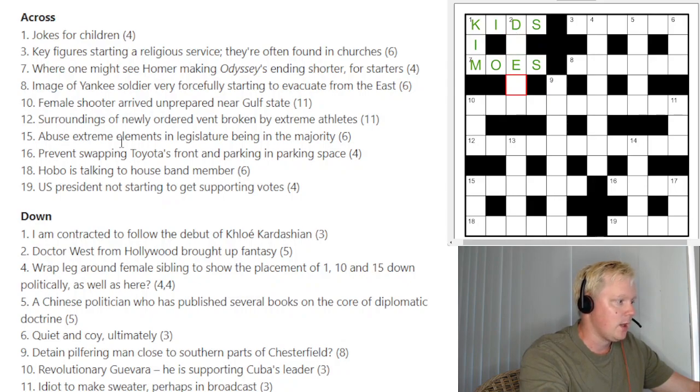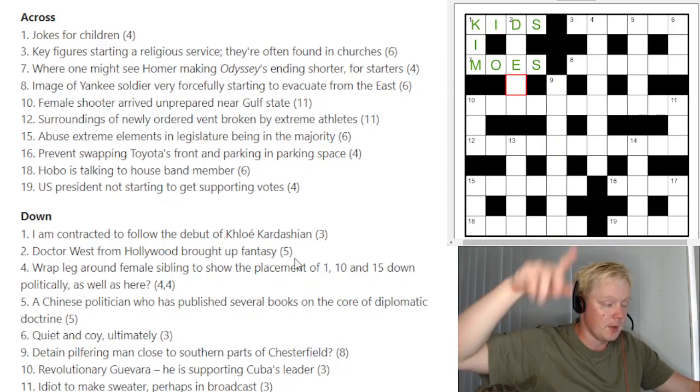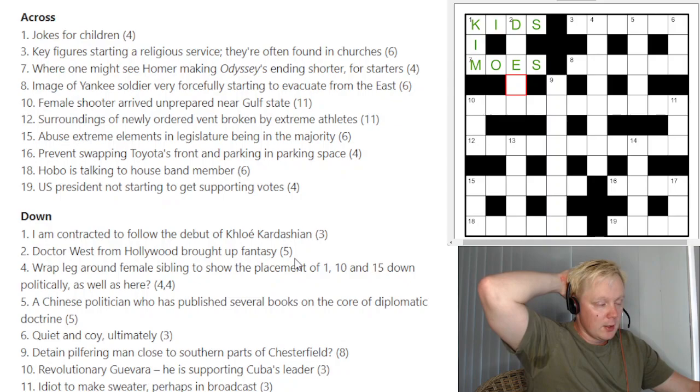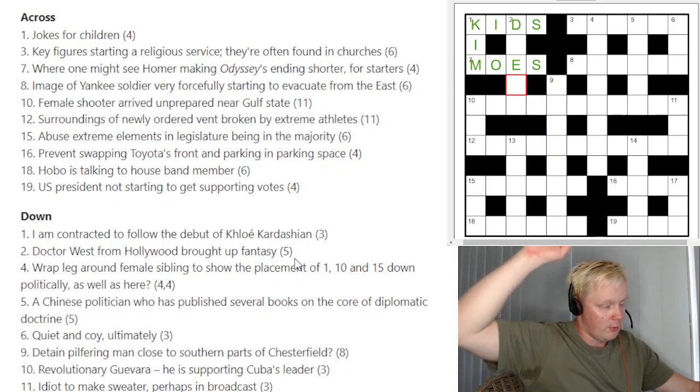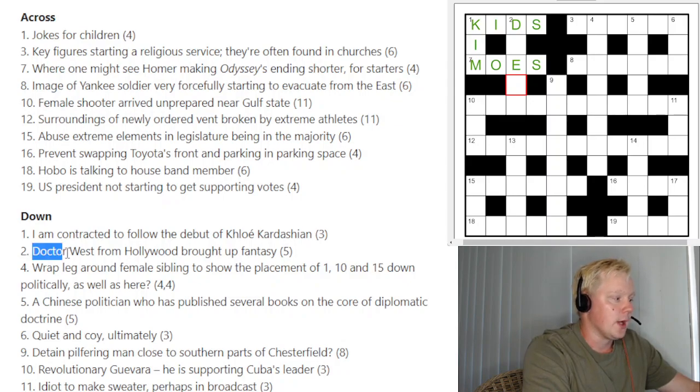So let's see. Dr. West from Hollywood brought up fantasy. So what's going to be the indicator here? Well, if you brought up something in a down clue, you are writing it upside down. Just if something is brought up, it's written upwards. Doctor has a pretty common abbreviation that fits here. DR would fit here.